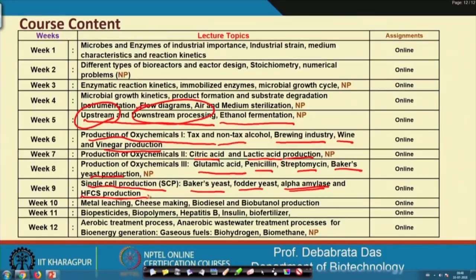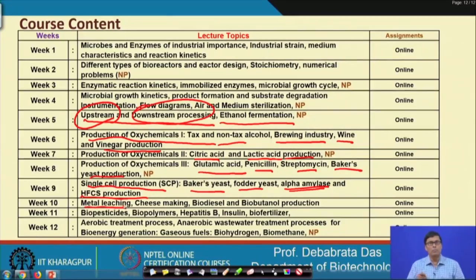Now, besides that, there are other products we have, like metal leaching. Particularly, I want to stress here that the metal leaching process plays a very important role, where the ore contains a very low concentration of a particular metal. So there the chemical process is no good, there we should go for the biochemical, biological process. So the metal leaching process is applied largely in copper mining and other processes.